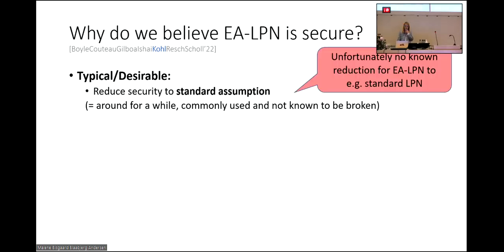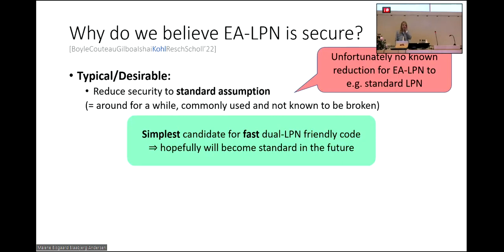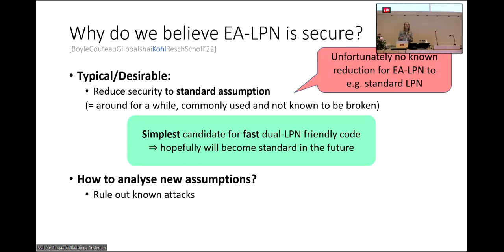So unfortunately, we don't know a reduction from EA-LPN to standard LPN, for example, where you assume this to be random. If you just see the slide, this is of course a very bold statement, but this is the simplest candidate for a fast dual LPN-friendly code, and hopefully might become standard in the future. And this is why I still haven't said a word about security.